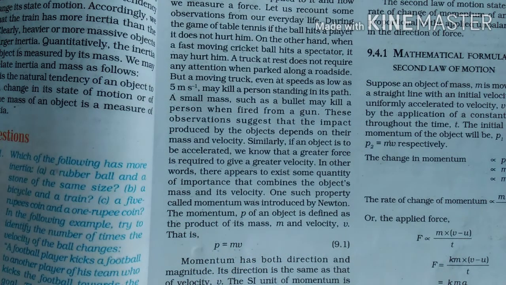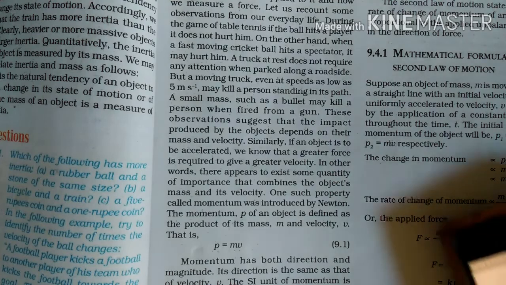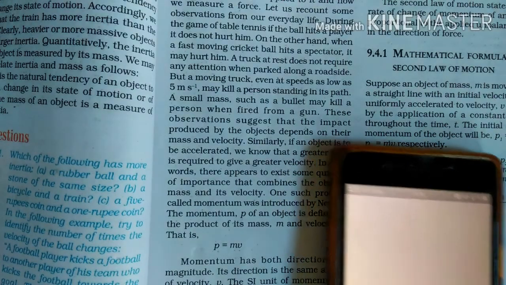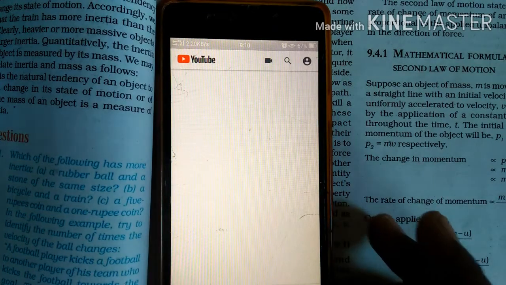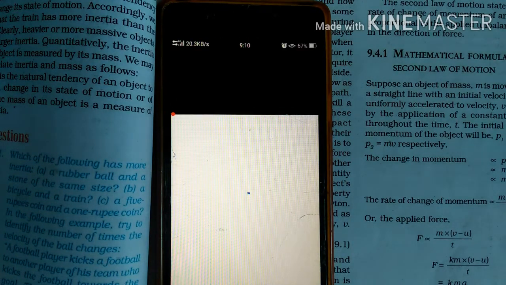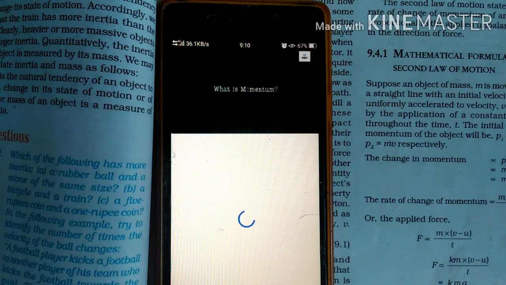I will show you one more video, and that video describes the concept of momentum, which I think you will easily understand. If you have any queries about the video, you can ask, and we will solve them. You can also see the video on YouTube.